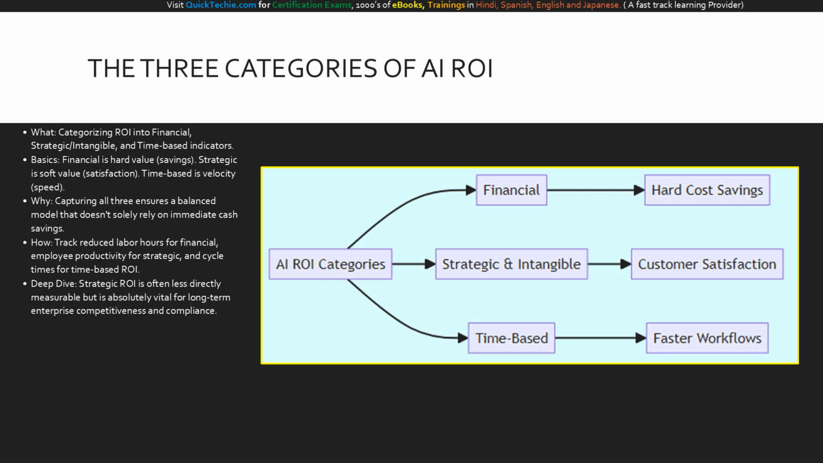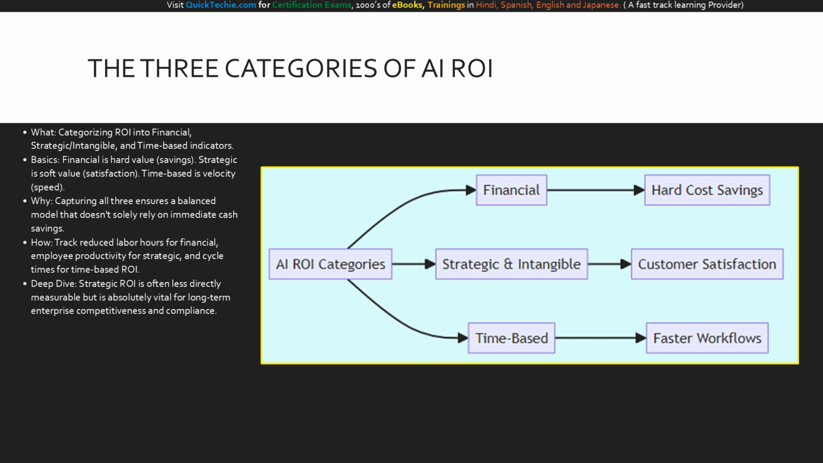Focus your attention on this horizontal flowchart, which maps out our three ROI categories. Starting on the left, the AI ROI categories node splits into three parallel paths. The top path leads to financial, which maps directly to hard cost savings, the traditional metrics that finance teams love to see. The middle path leads to strategic and intangible, which connects to outcomes like customer satisfaction and overall enterprise quality. The bottom path leads to time-based, connecting to faster workflows and reduced operational bottlenecks.